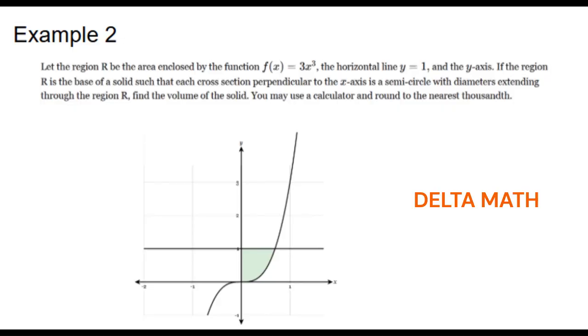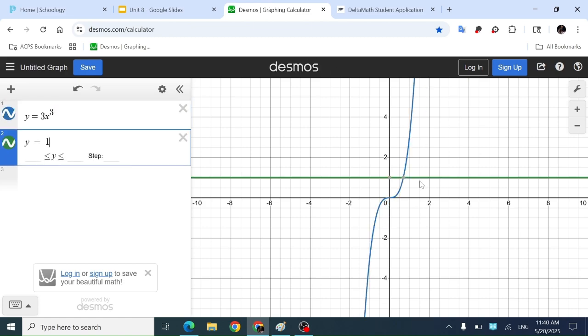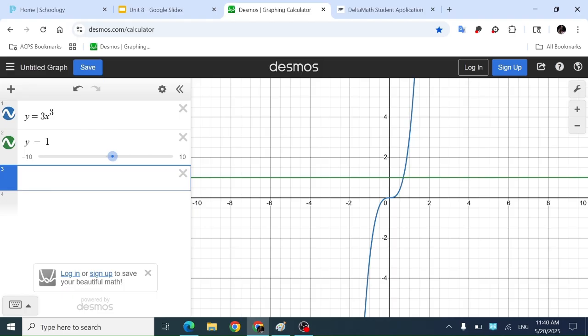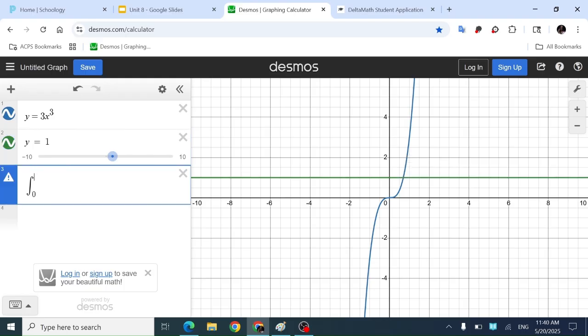All right, for our second example, we're going to not be using a square cross-section. Rather, we'll be having a semicircle cross-section. So we're going to be utilizing a different formula. But firstly, let's go ahead and plug in both of our functions. So we can obviously see that one is our top function, but next we need to identify where the functions intersect so we can determine our top bound, which is going to be 0.69336. So let's go ahead and copy and paste that into our integral.